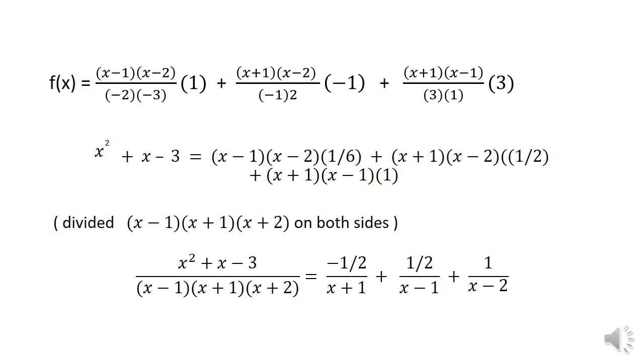Since x is x only, we get f of x equals x minus 1 into x minus 2 divided by minus 2 into minus 3 with f of x0 is 1. Similarly for x1, similarly for x2. As we know, f of x is x square plus x minus 3. Substitute everything and simplify. Also divide throughout by x minus 1 into x plus 1 into x minus 2. We get the required partial fractions: a equals minus 1 by 2, b equals 1 by 2 and c equals 1.